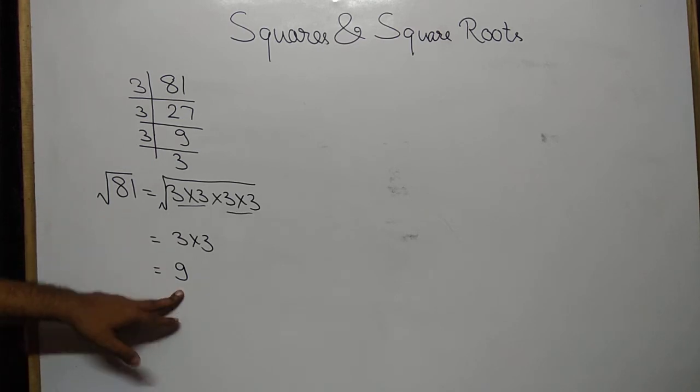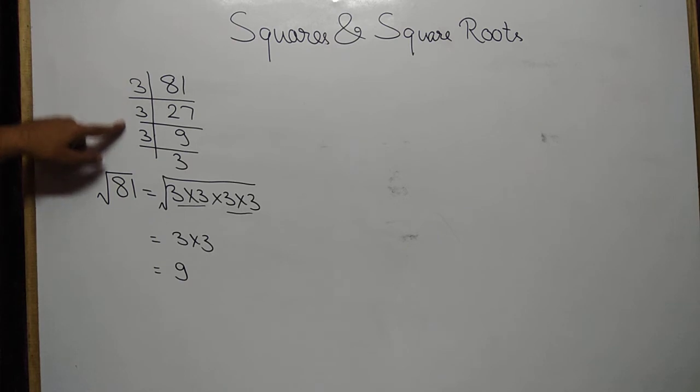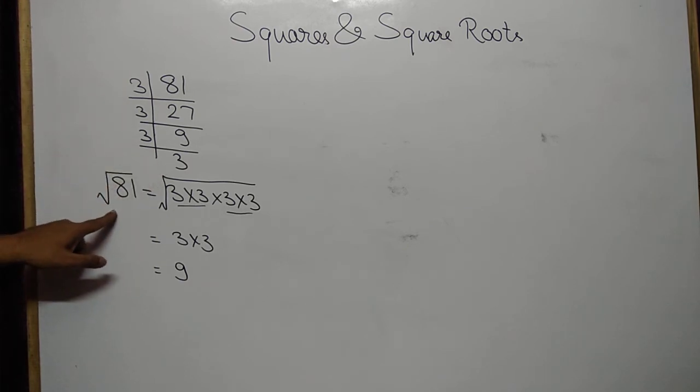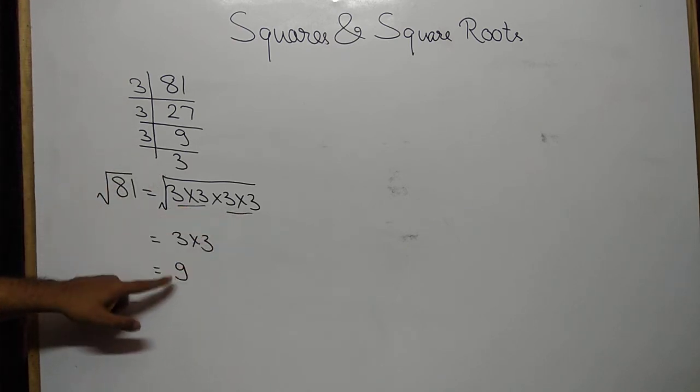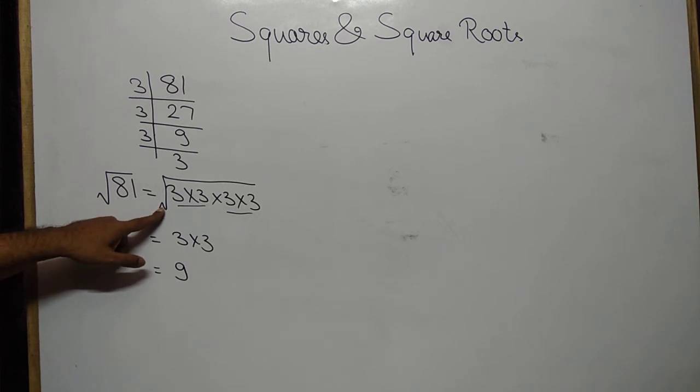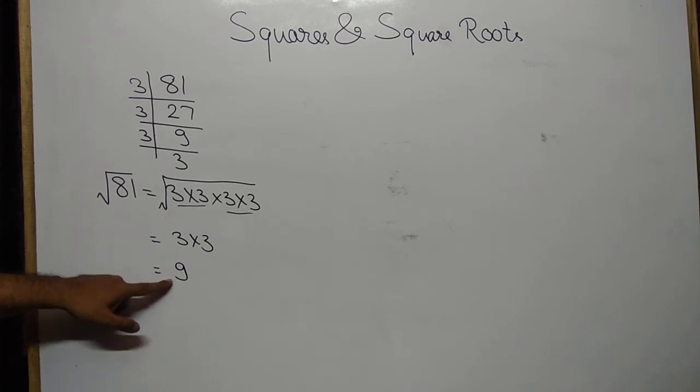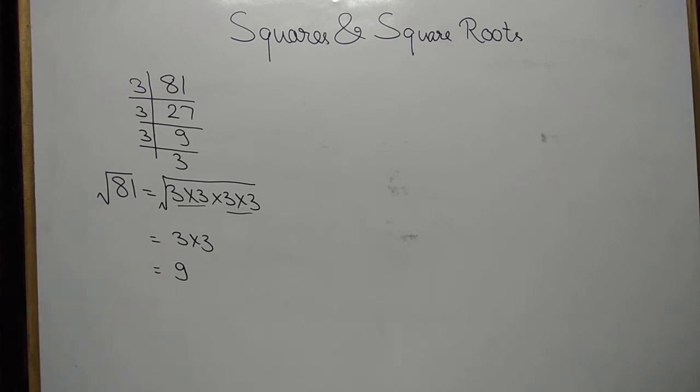First we find the prime factors of 81, write them down in this way, then remove the square root on the right-hand side, and then write down the square root of the given number. This is the method for finding the square roots of the given number. Now we are going to discuss the question answers given in your exercise so that you can easily understand.